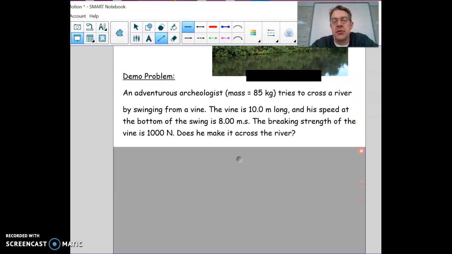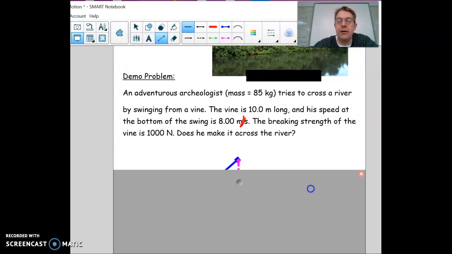And so let's say you've got an adventurous archaeologist, mass of 85 kilograms, trying to cross a river by swinging from a vine. The vine is 10 meters long, and the speed at the bottom of the swing is 8 meters per second. The breaking strength of the vine, however, is 1,000 newtons. Does he make it across the river?